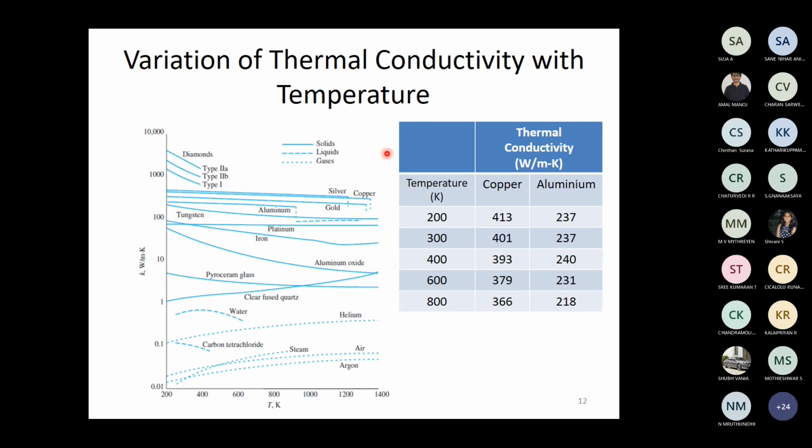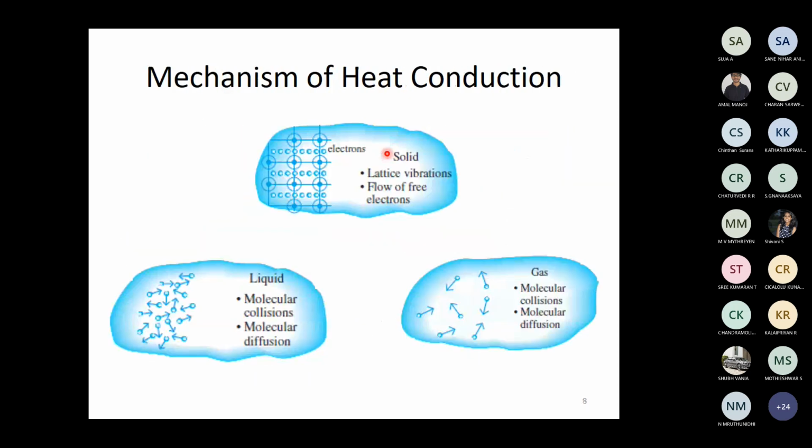Then we have seen the variation of different conductivities with respect to temperature. The general observation is that for solids and for metals, the conductivity decreases with temperature, whereas for gases, it is increasing with temperature. In this slide, we have seen that in a solid, the conductivity is because of two reasons. One is the lattice vibrations, that is, vibrations of the molecules about their mean position, and also the flow of free electrons. These are the two parameters which contribute to the thermal conductivity of solids.